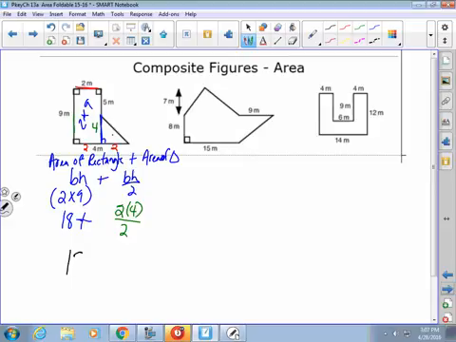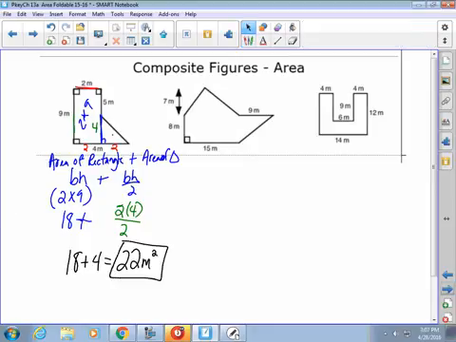So the total area is 18 plus the 4, which gives me 22 meters square. Check to see if you got to there. If not, fix it. Okay? Some of you might have forgot to divide by 2 for a triangle.